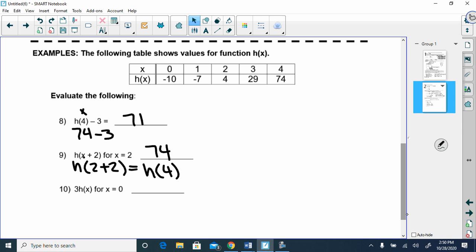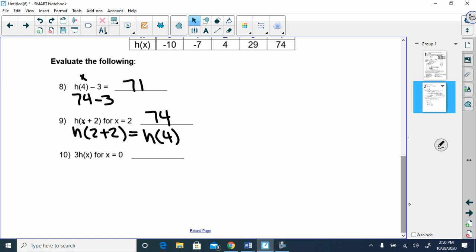All right, last one. We've got 3h of x, but they tell us x is 0. So I'm going to plug that in here. 3 times h of 0. Well, if I look back up at that chart, when x is 0, what is y? Negative 10. So I'll really have 3 times negative 10, which is negative 30. There we go.